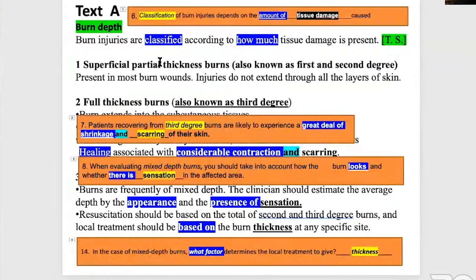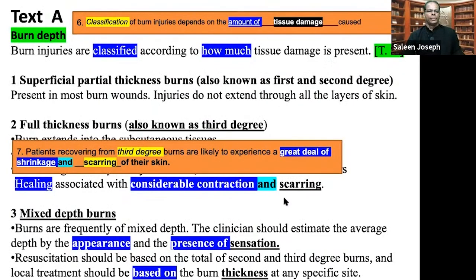Let's check. Part A. The classification of burn injuries depends on the amount of tissue damage caused. That is the sixth question in the topic sentence. I said the first sentence, the topic sentence, is always important. See, burn injuries are classified according to how much tissue damage is present. You have to write down in the initial stages this sentence as well as the question statement in the notebook. Gradually, you will develop competence.